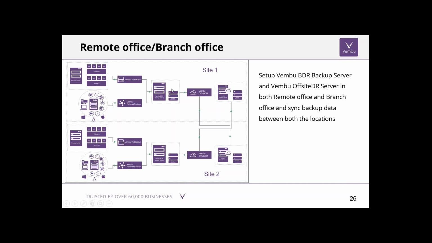Over here, you see the data from the Vembu BDR server from site 1 is sent to the OffsiteDR server, which is running on site 2. And the backup data from the primary repository on site 2 is sent over to the OffsiteDR server, which is running on site 1. By doing this, you can keep site 1's data on site 2 and site 2's data on site 1. In case any one of your sites goes down completely, you can just boot them instantly, and you can start running your service from any one of those sites.